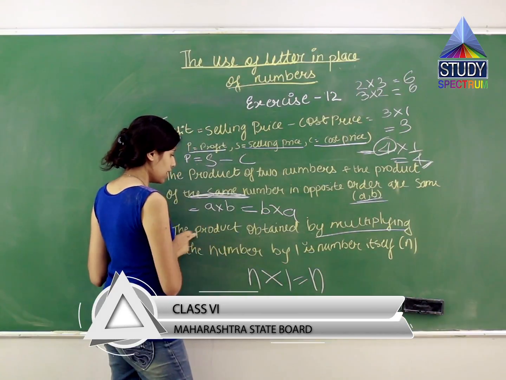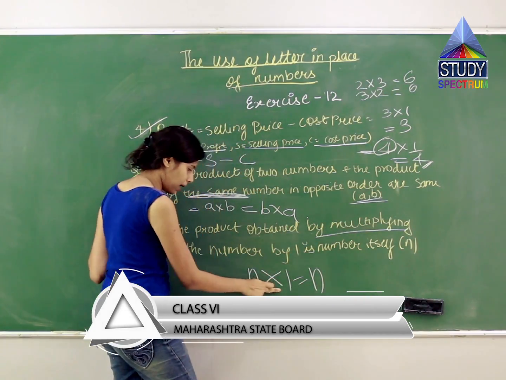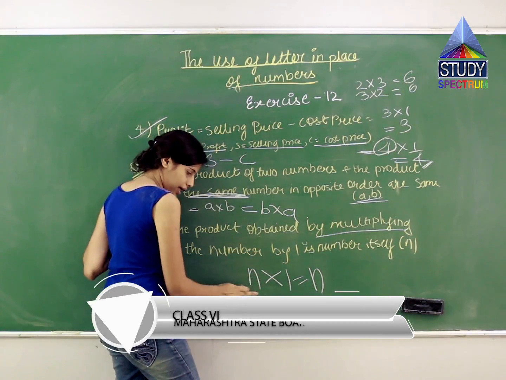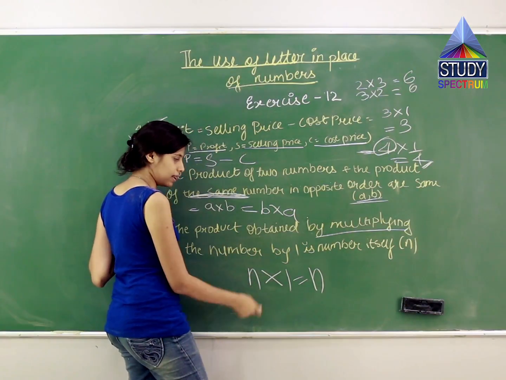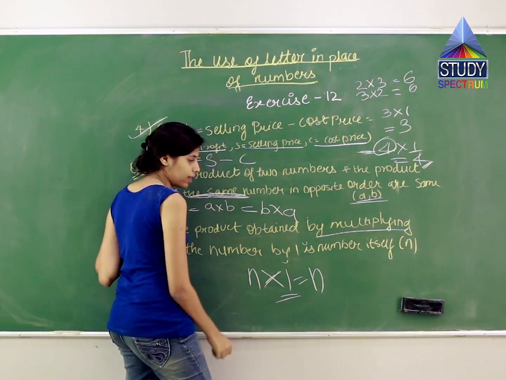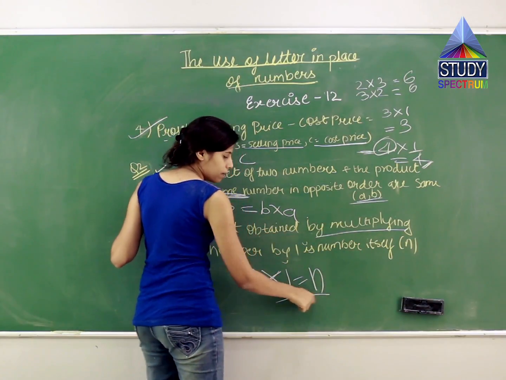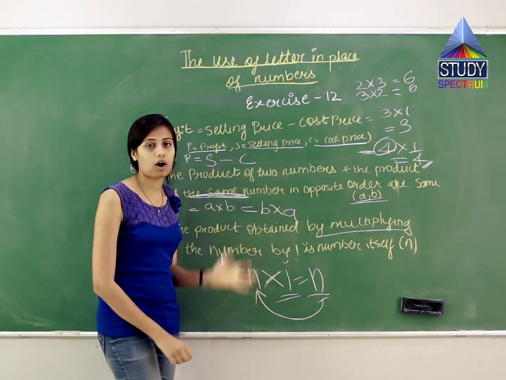See, read the question again. The product obtained by multiplying the number which is n in the bracket. So I will replace the number with n by 1. Means what? Multiplying the number with what? 1 is the number itself. Means n itself. So clear with all the questions?